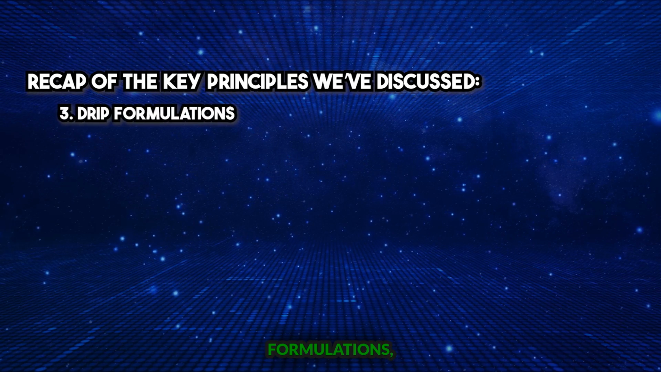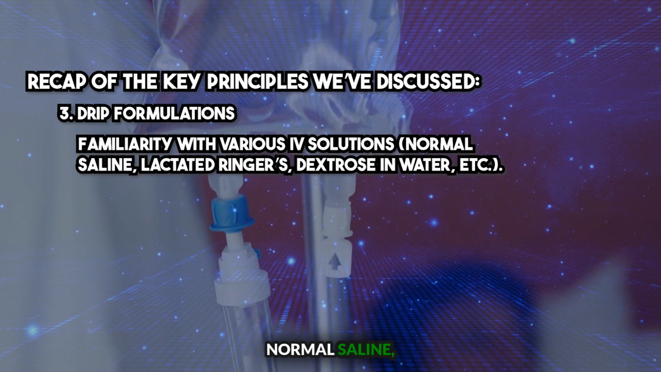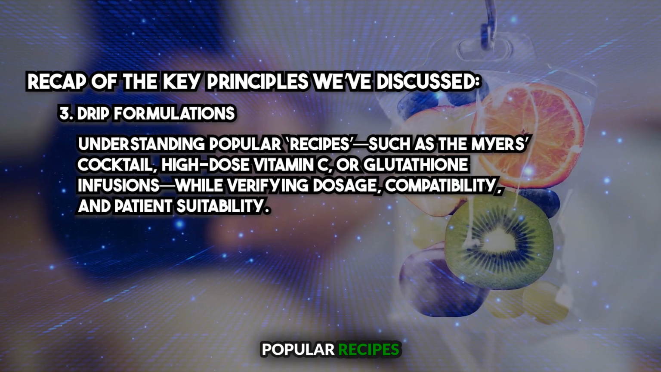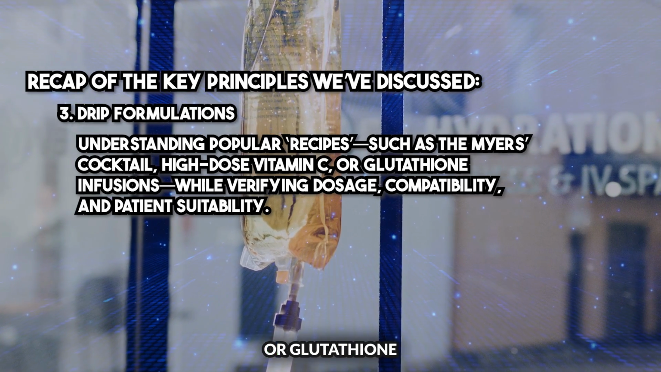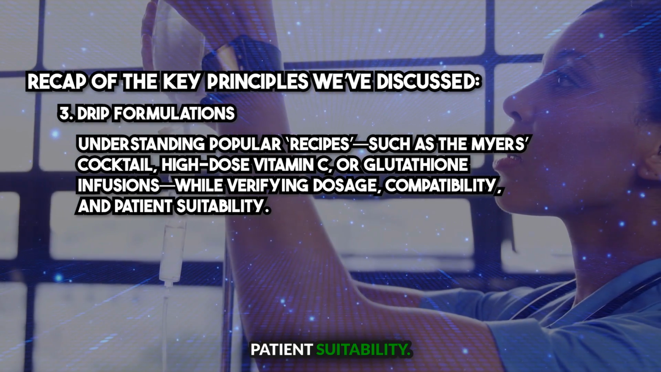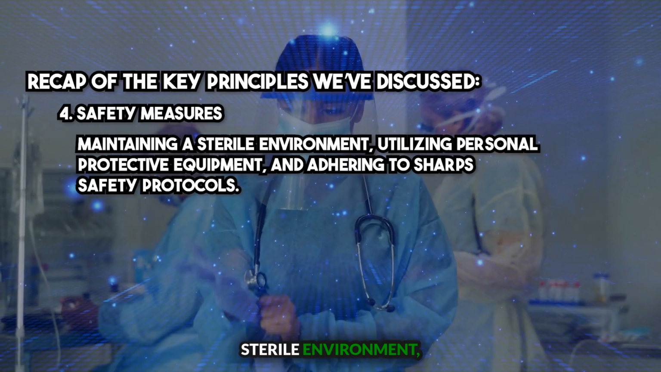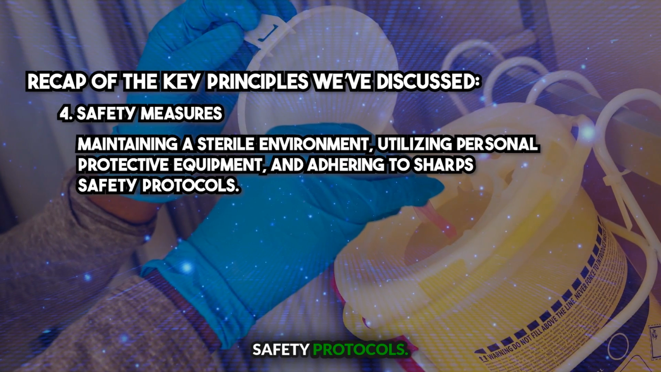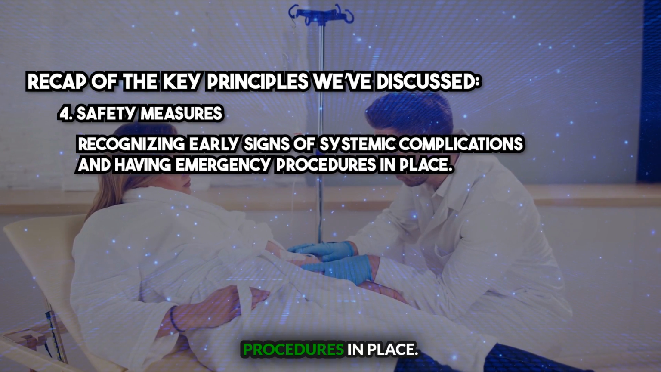3. Drip formulations. Familiarity with various IV solutions: normal saline, lactated Ringer's, dextrose in water, etc. Understanding popular recipes, such as the Myers cocktail, high-dose vitamin C, or glutathione infusions, while verifying dosage, compatibility, and patient suitability. 4. Safety measures. Maintaining a sterile environment, utilizing personal protective equipment, and adhering to sharps safety protocols, recognizing early signs of systemic complications and having emergency procedures in place.